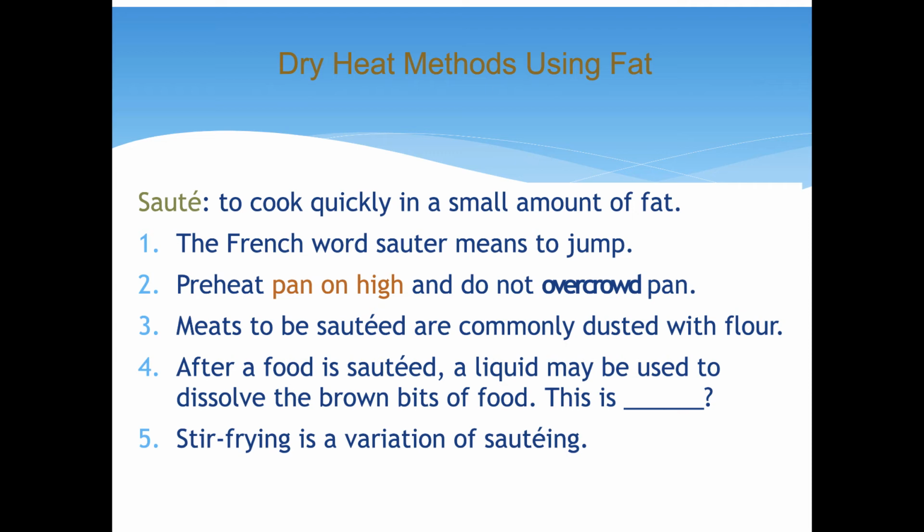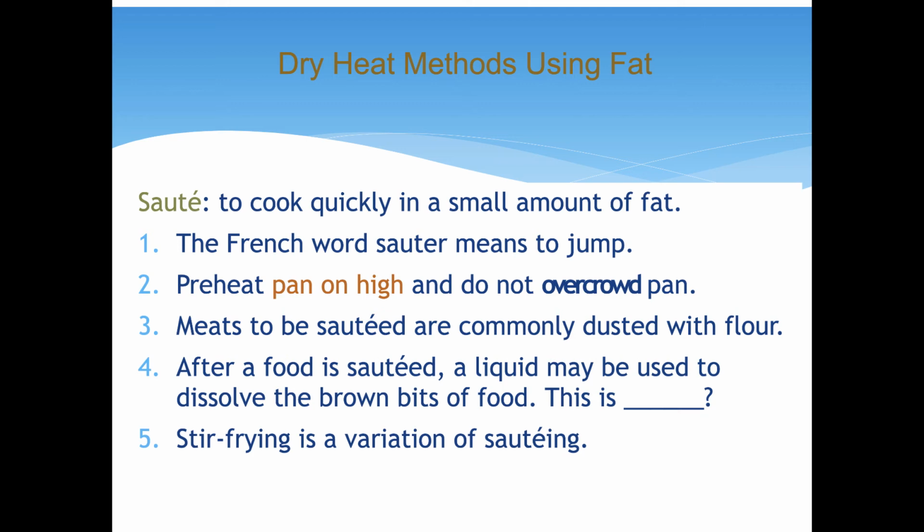If you're starting to overcrowd the pan, it'll drop the heat in the pan and your pan will go from a nice sizzle to a quiet. And even from across the kitchen, I can tell if someone's correctly doing it or not just by the sound. Meat to be sauteed are commonly dusted with flour. If for gluten-free, you could use cornstarch, potato starch, or you don't have to use a flour or coating.